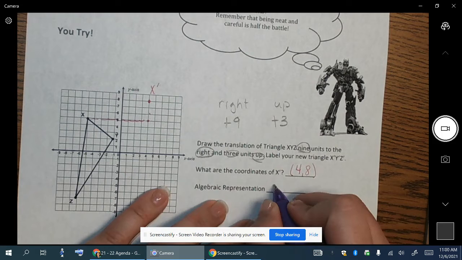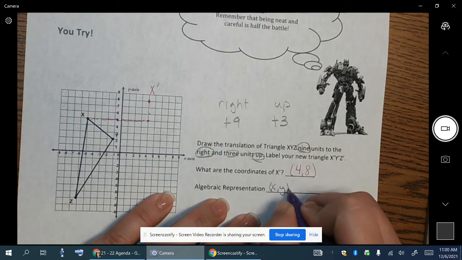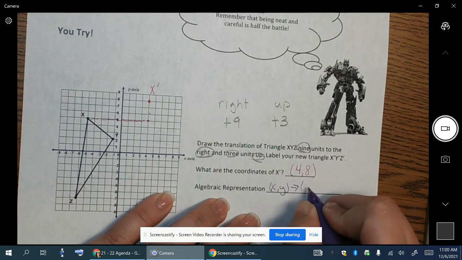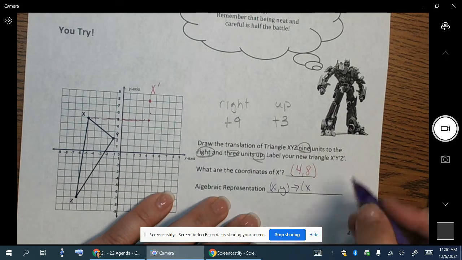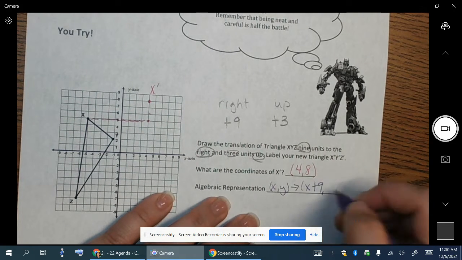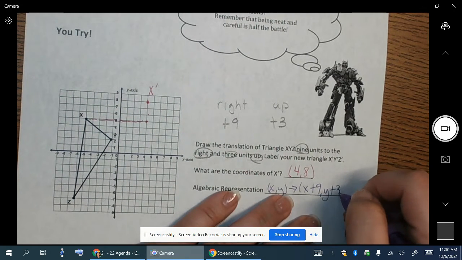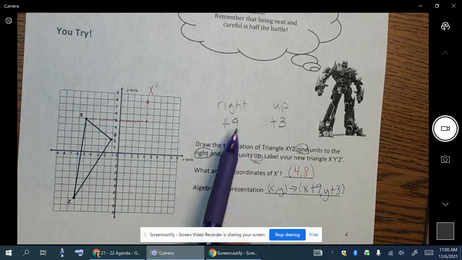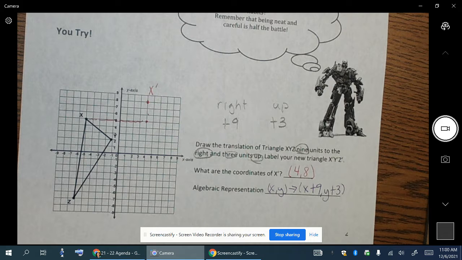And then our algebra, again, it always starts with x, y. And you always have to do your x first. So x plus 9, y plus 3. So once you get this part, it's easy. You just put the x and the y in front. You just have to be careful that you put them in the correct order. Don't mix up the order because it does matter. Okay? Everybody all right?